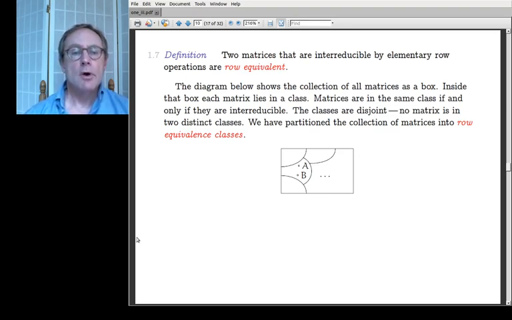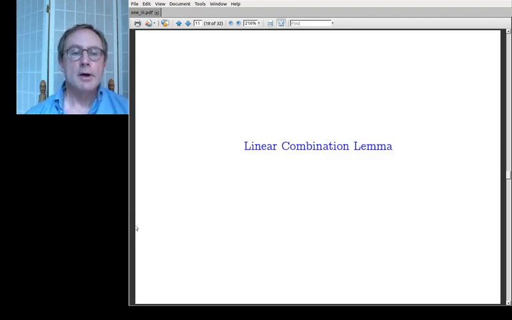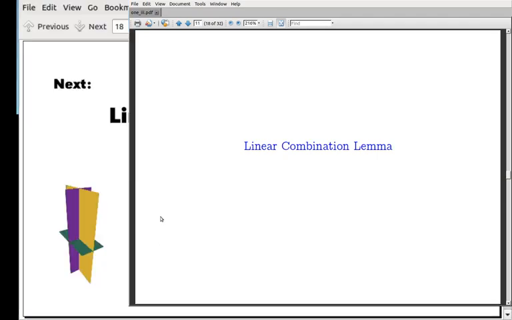Next time we're going to talk about the linear combination lemma. So I'll put that slide up, and we'll see you next time. Very good.